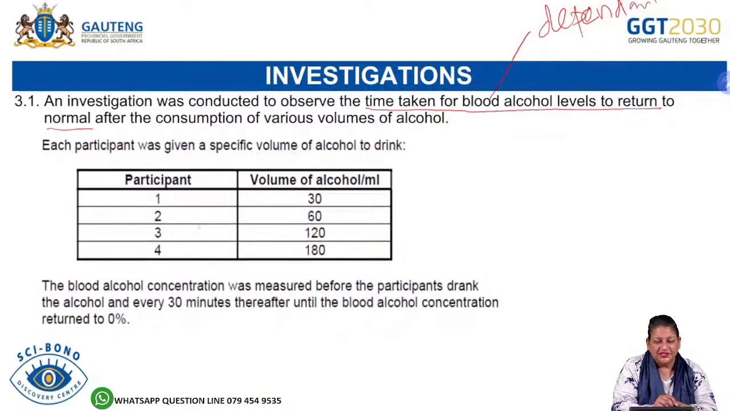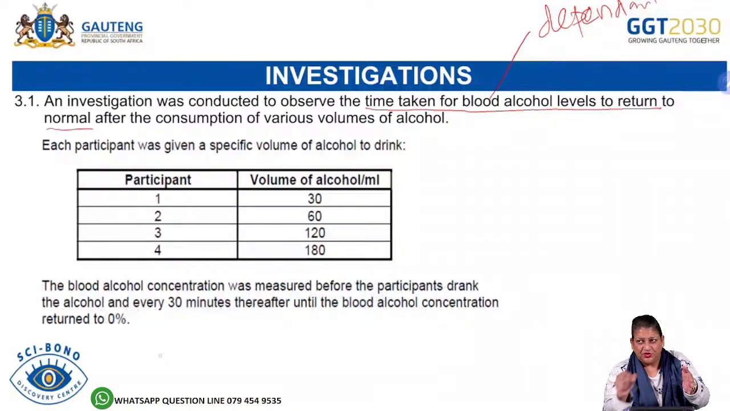So here are your 4 participants. The first one was given 30 ml of alcohol, the second one 60 ml, the third one 120, and the fourth one was given 180 ml of alcohol. Now they tell you the blood alcohol concentration was measured before the participants drank the alcohol, and every 30 minutes thereafter until the alcohol concentration returned to 0. So every half an hour they were testing. I'm giving you alcohol, let's test. When will it go back to 0?